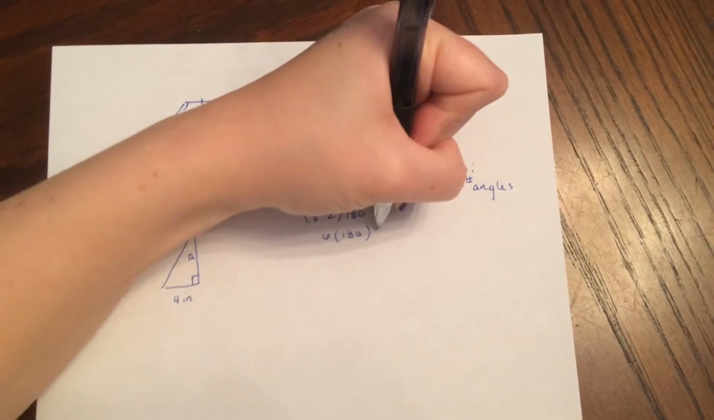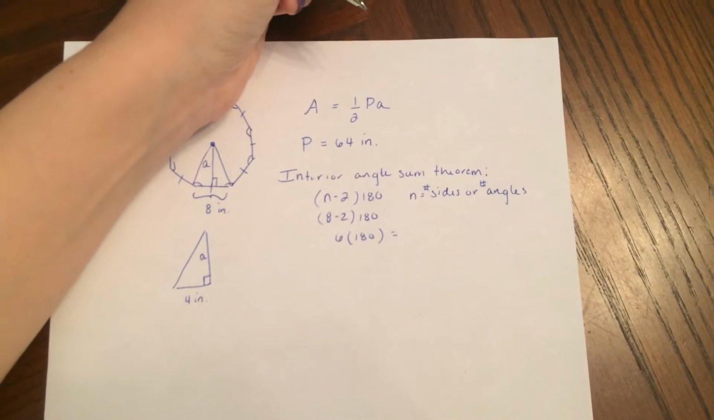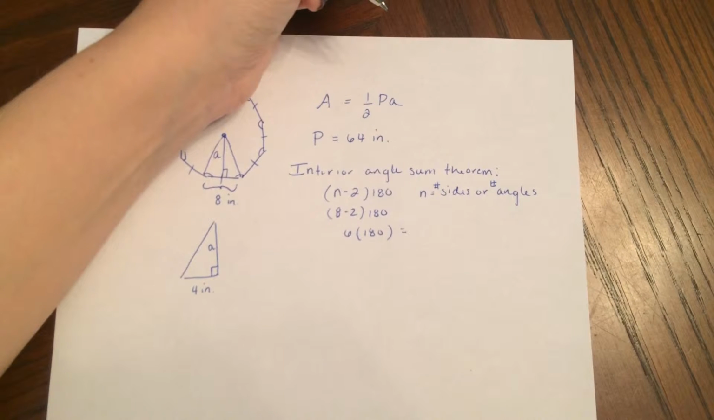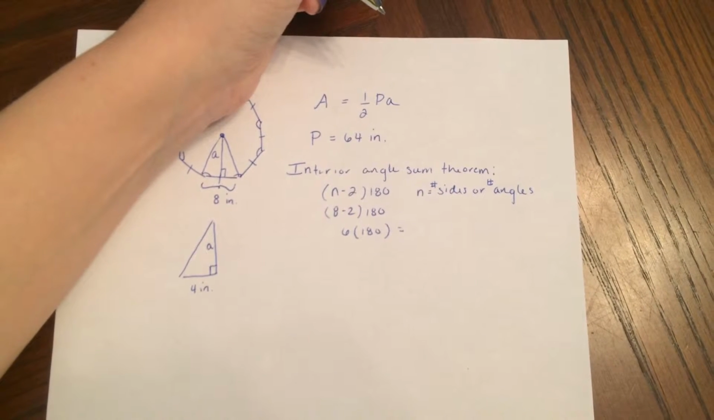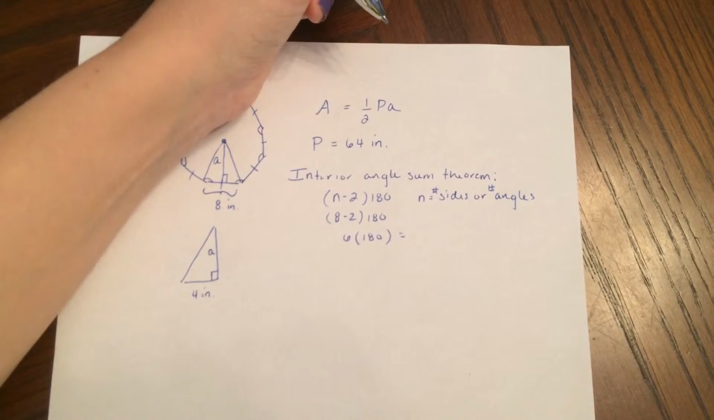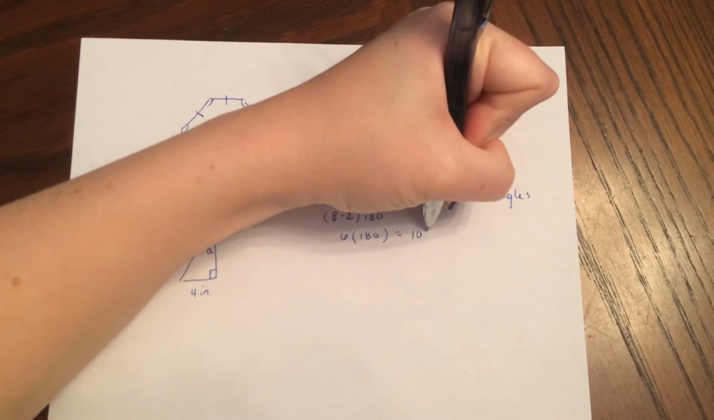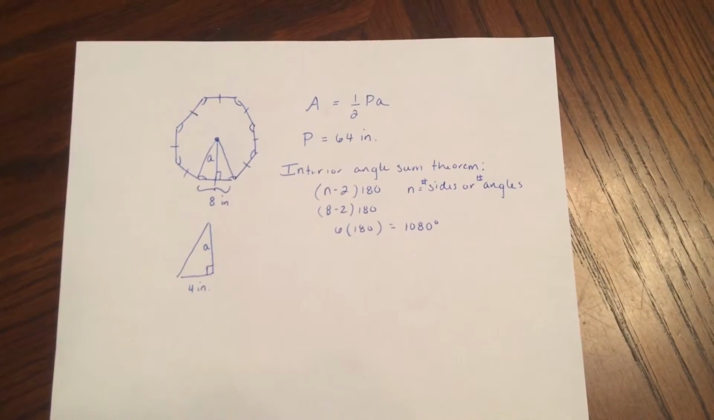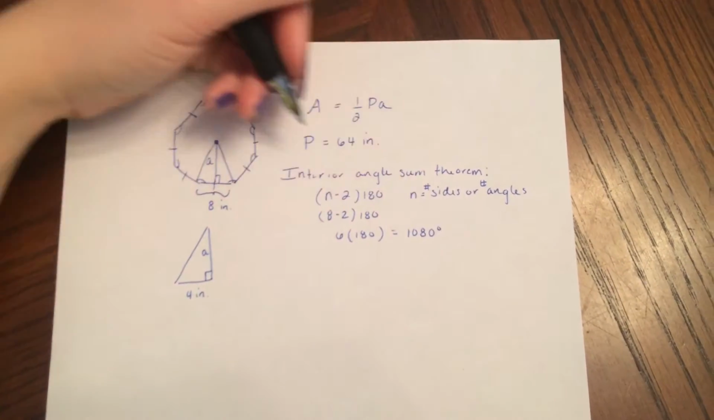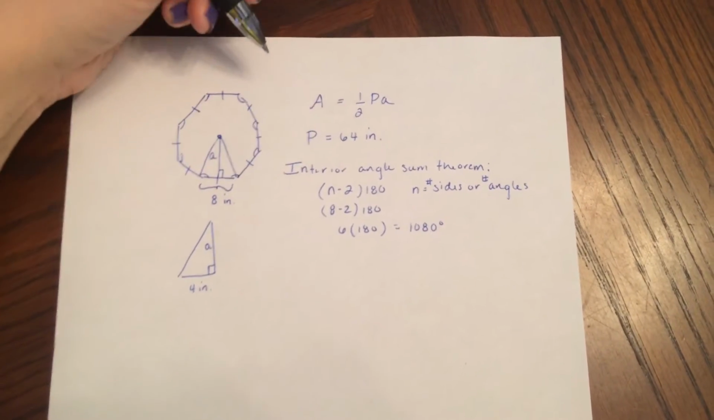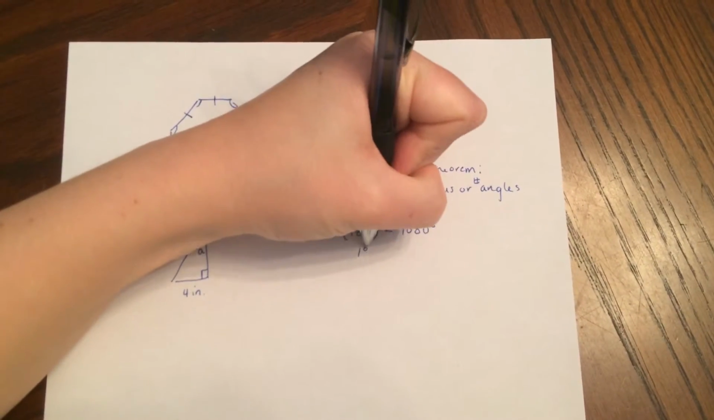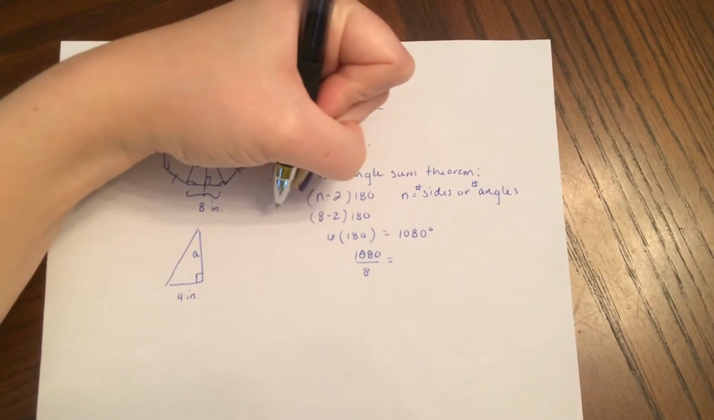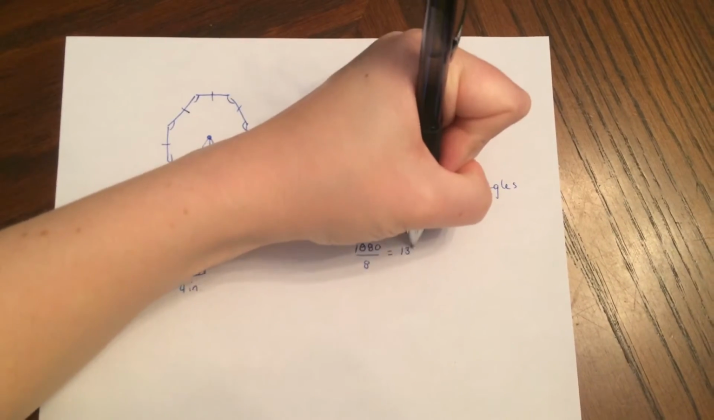So we have 6 times 180, which is going to be, let's see, 6 times 18 is 108, so that's 1,080 total degrees. Since that's the interior angle sum, you find one of those angles by dividing by the number of angles in the figure, which is 8 of them. So 1080 divided by 8 leaves you with 135 degrees.